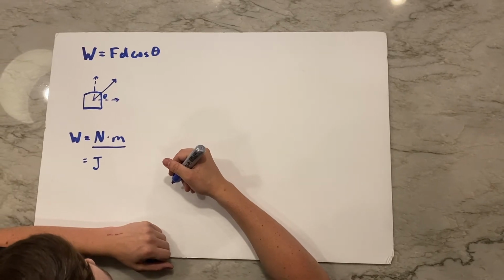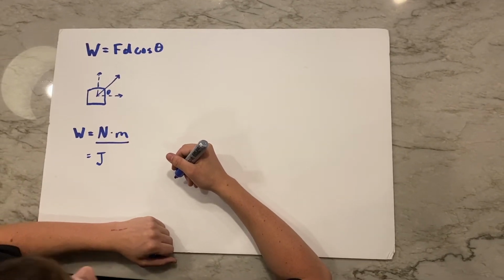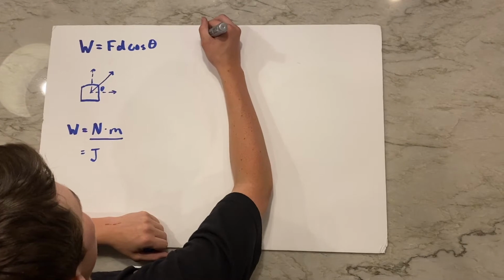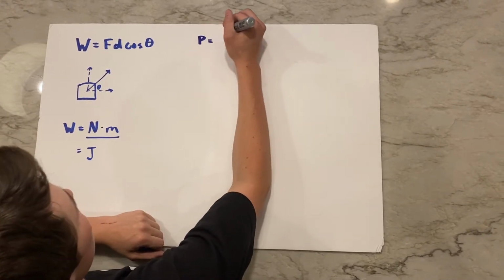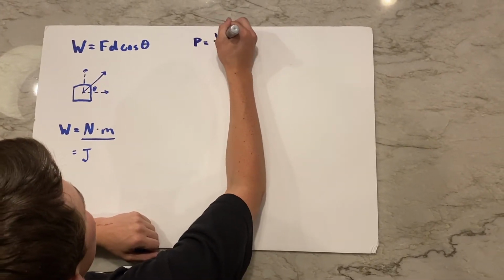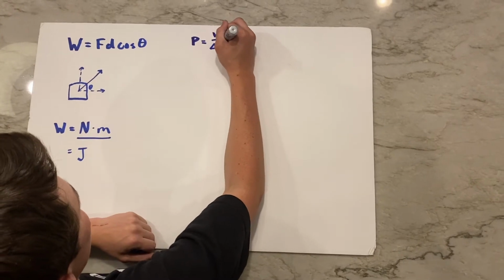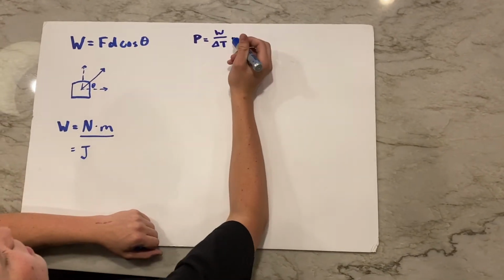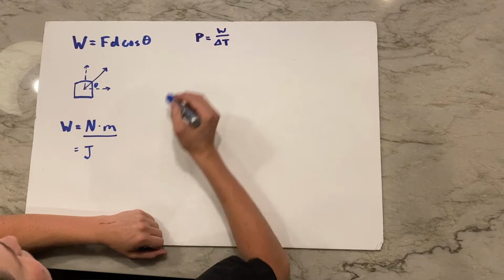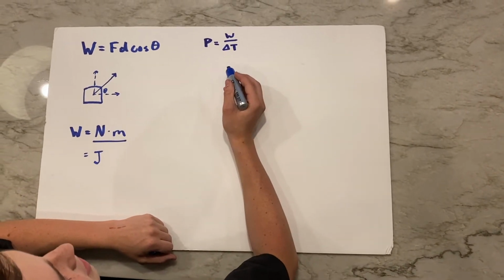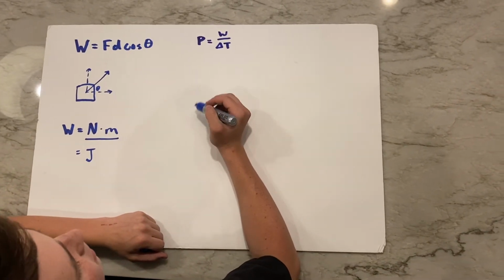So what is power and how does it relate to work? Power, signified by P, equals the amount of work done divided by the change in time. Knowing that work has a unit of joules and time is measured in seconds, what do you think the units of power is?